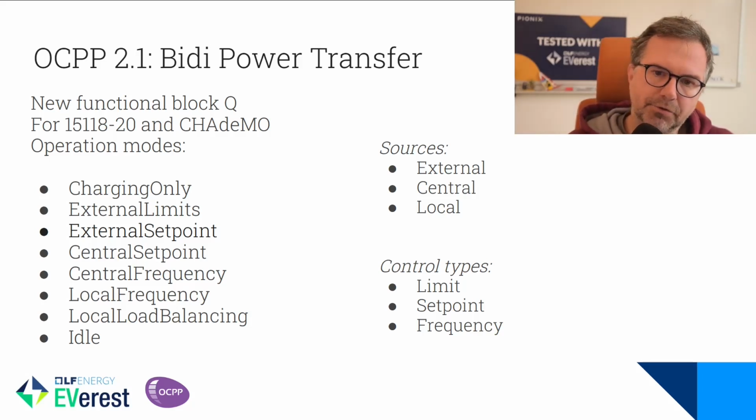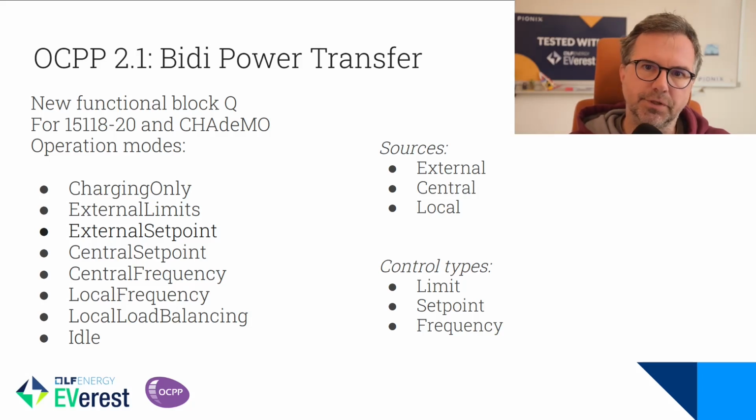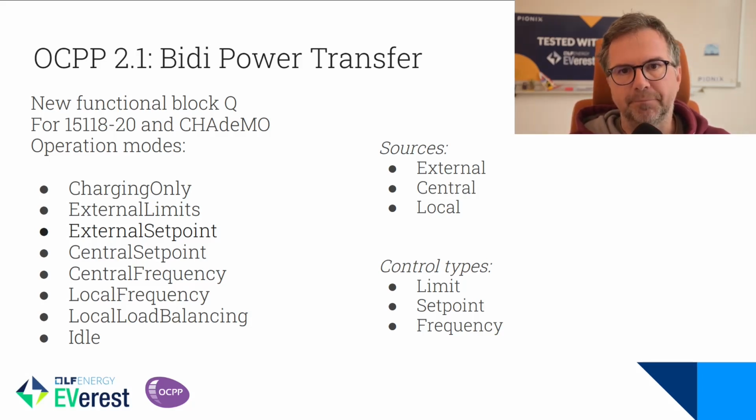And then the last control type is frequency. If you want to do any kind of frequency control to help stabilize the grid, if the frequency is too low or too high on the grid, then you go for one of the frequency control type operation modes, either the local or the central one. So those are the different operation modes. Feels like a lot, but there's a lot of different ways you can do this.